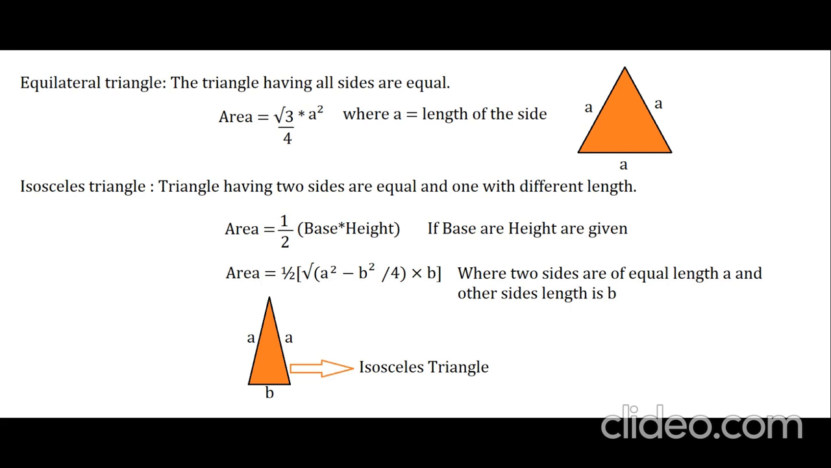You can see in the figure the triangle is given with two sides of equal length a and the third length is b, that is unequal to the other sides. That is called an isosceles triangle.